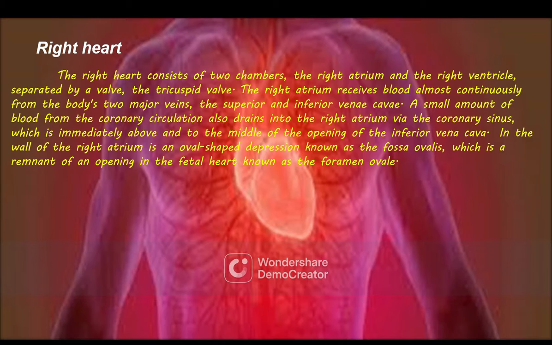In the wall of the right atrium is an oval-shaped depression known as the fossa ovalis, which is a remnant of an opening in a fetal heart known as the foramen ovale. Most of the internal surface of the right atrium is smooth, the depression of the fossa ovalis is medial, and the anterior surface has prominent ridges of pectinate muscles, which are also present in the right atrial appendage.